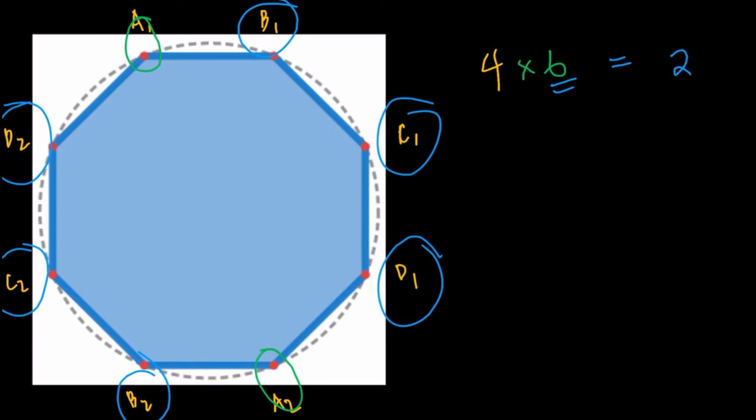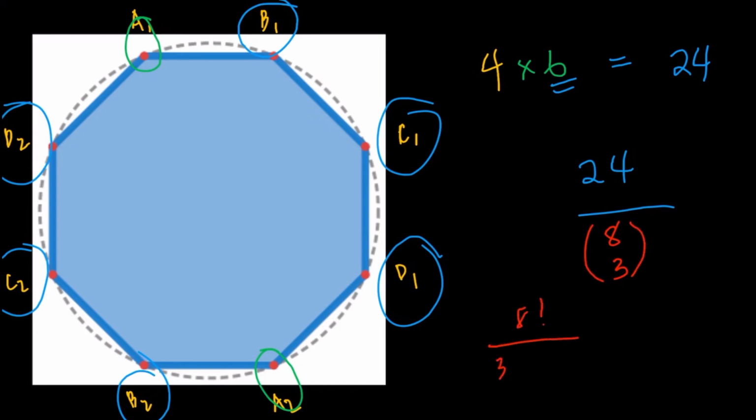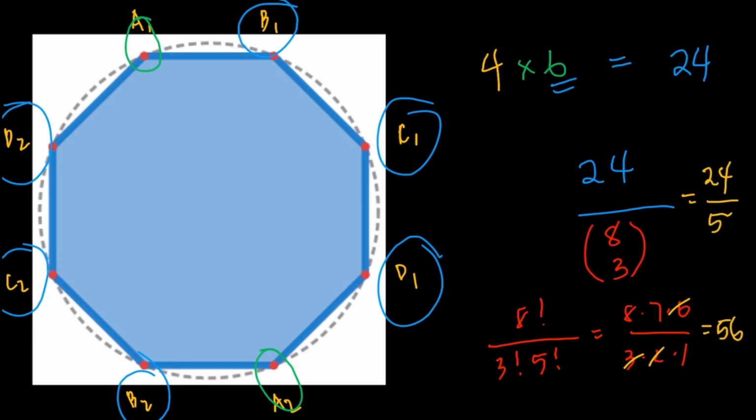So there is a total of 24 favorable cases. There are 24 possible right triangles that we could form, and we just have to divide by the total number of ways, which is 8 vertices choosing 3 of them. We use the combination formula, 8 factorial divided by 3 factorial times 5 factorial. You can write this as 8 times 7 times 6 divided by 3 times 2 times 1. We cancel the 6, and that gives us 56. So this is equal to 24 over 56.